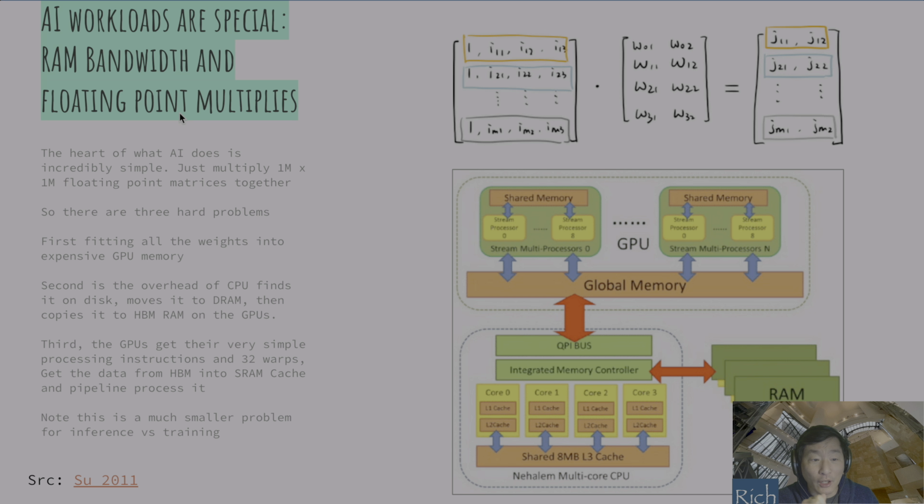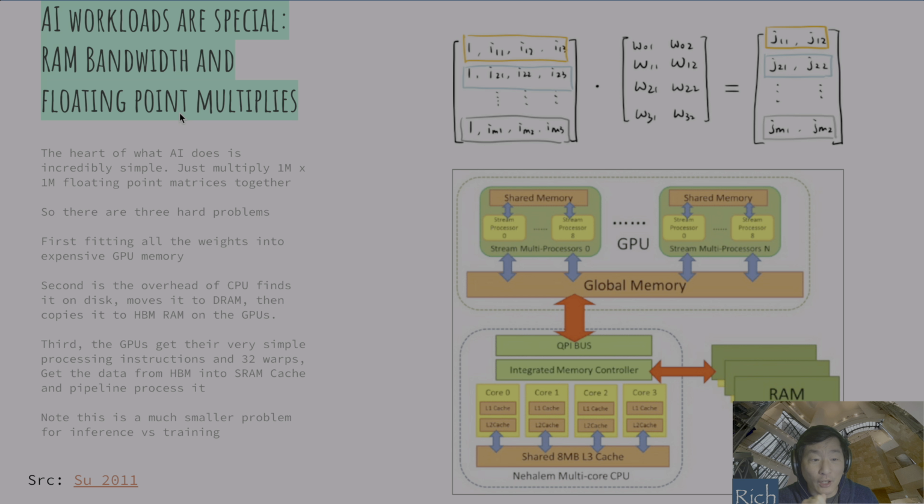So because the heart of AI is about matrix multiplying, there's three very hard problems. The first is fitting this. Some of these models have a trillion parameters, others a billion. A billion times 32 times 64 is a huge amount. You need 4 gigabytes of RAM just to hold one matrix. And it's very expensive and very hard to fit all that in. Even with 160 gigabytes of HBM RAM, you can actually run out very quickly.